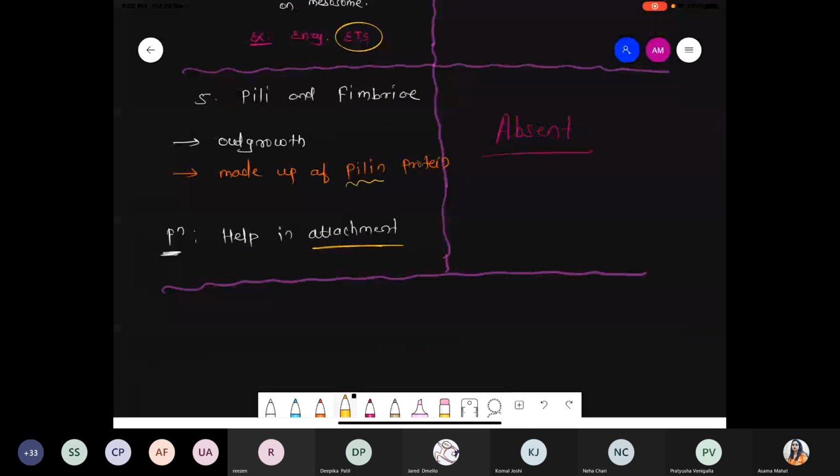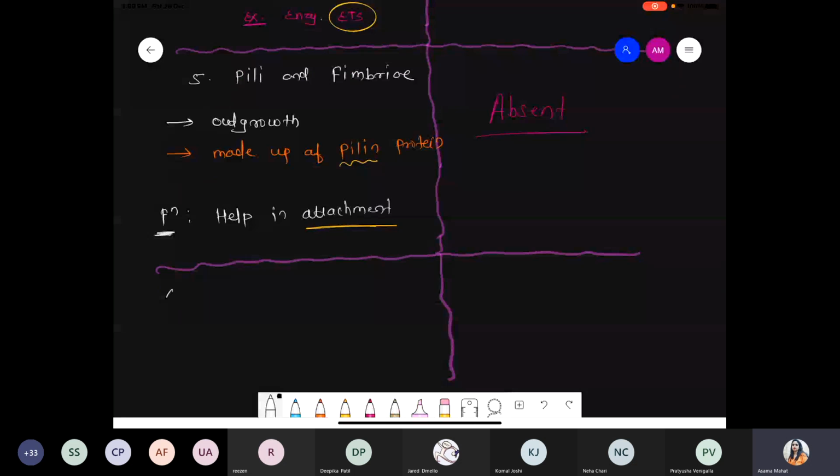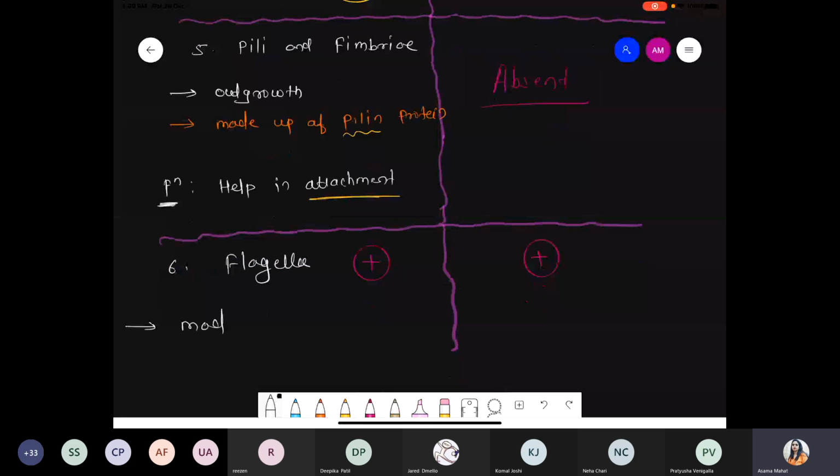Okay. After the pili and the fimbriae, next one, continue with the flagella. Yes, in the prokaryotic system flagella are present, as well as in the eukaryotic system flagella are present. But we are talking about the exact difference. In prokaryotes, flagella are made up of protein, that is flagellin protein.